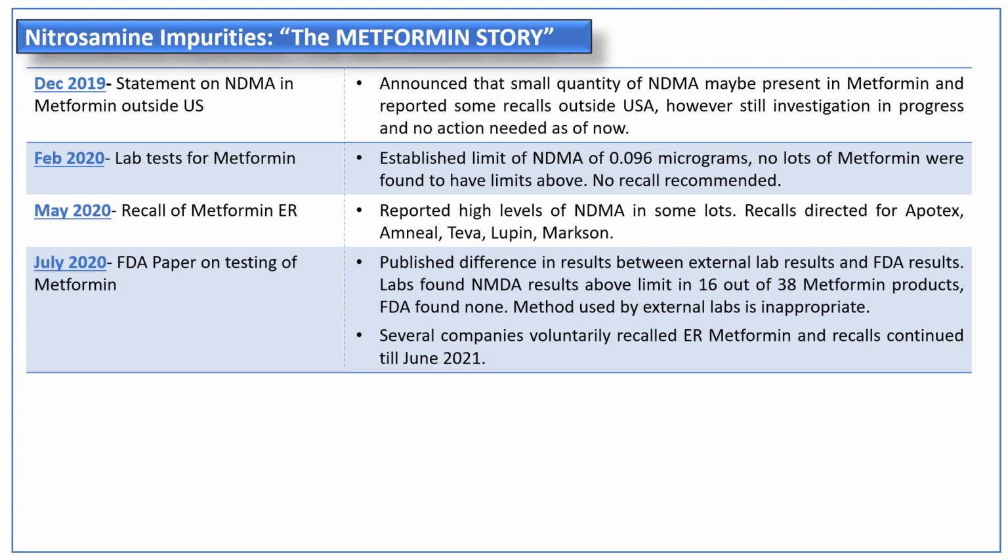In July 2020, the FDA issued a paper on the testing of metformin and established that there is a difference in results between testing by some external labs for metformin ER and the testing done by the FDA, and the method used by the external labs may be inappropriate. But still several of the organizations started recalling the metformin ER medicines, and the recall continued till June 2021.